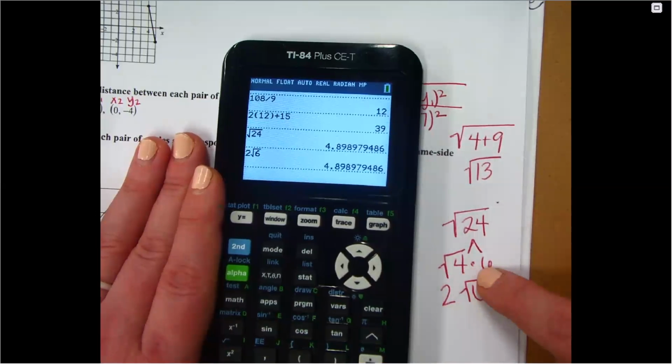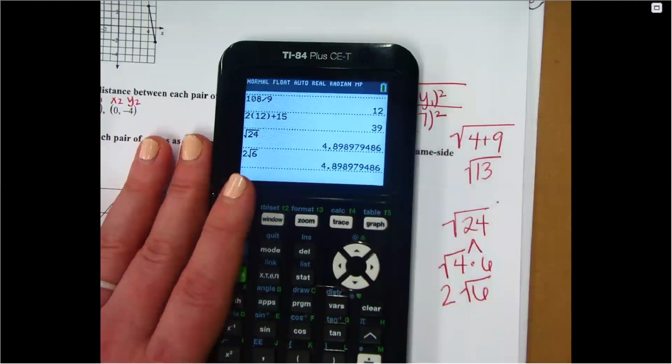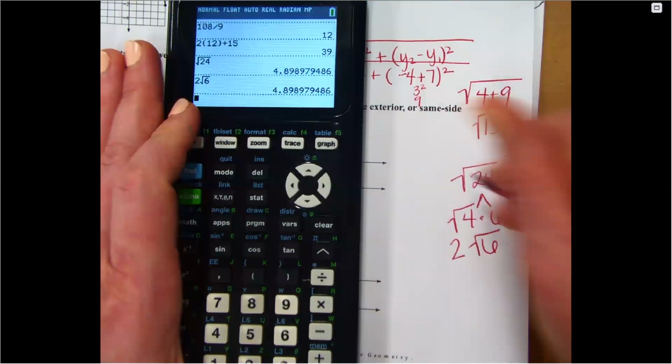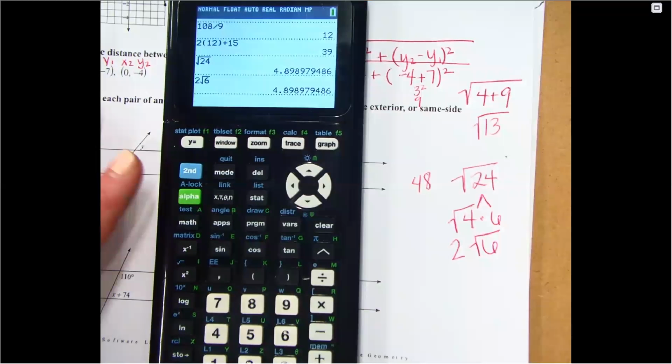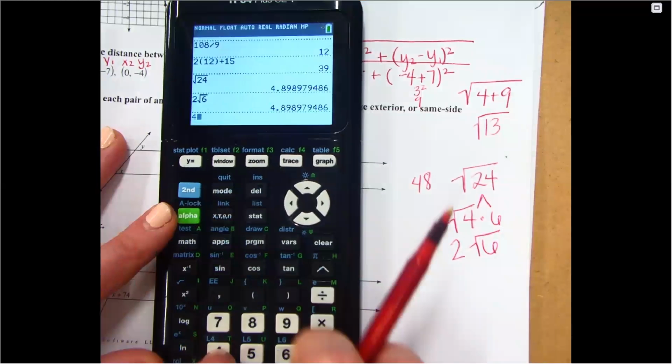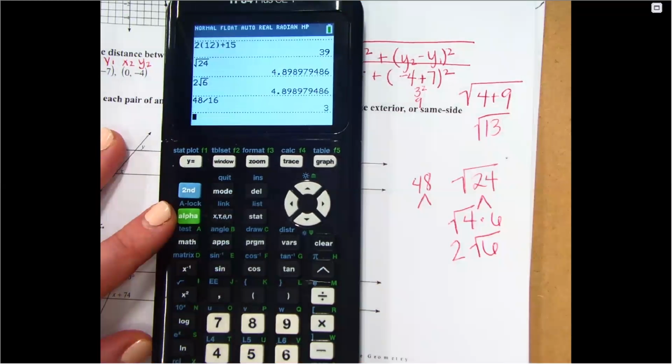So if we did 48, well, 48 has 4 in there, but it also has 16. Isn't 16 a perfect square? So 48 divided by 16 is 3. And that's what you want to use. You want to use the largest factor that's perfect. So 16 times 3 gives you 48.